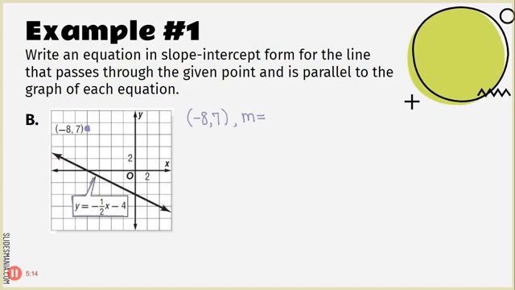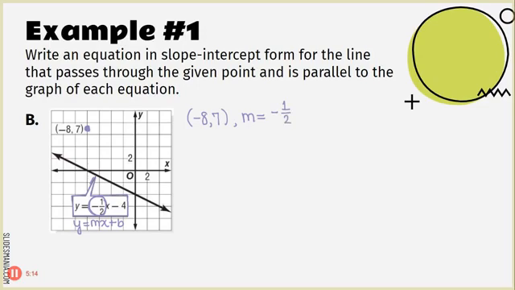So if I look at my equation of our current line, I'm going to identify the slope from that equation. And we know that when an equation is written in y equals mx plus b, the coefficient of x is our slope. So I'm going to use that same slope. The slope is -1/2.